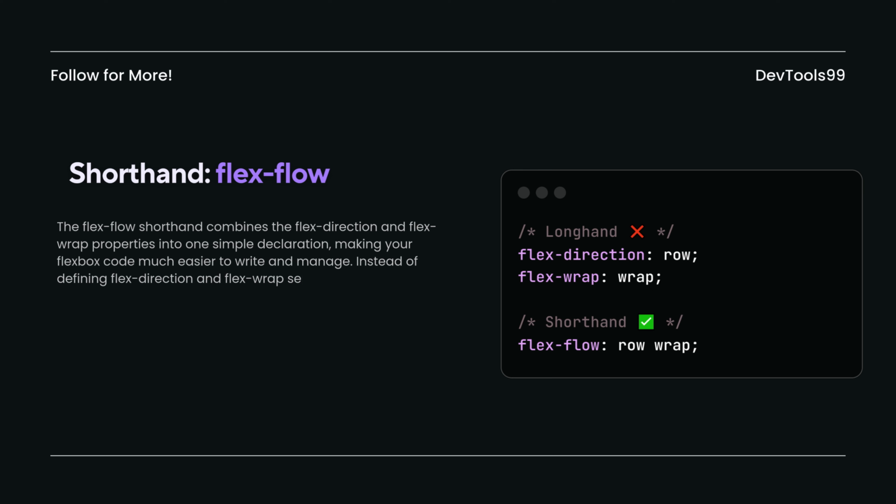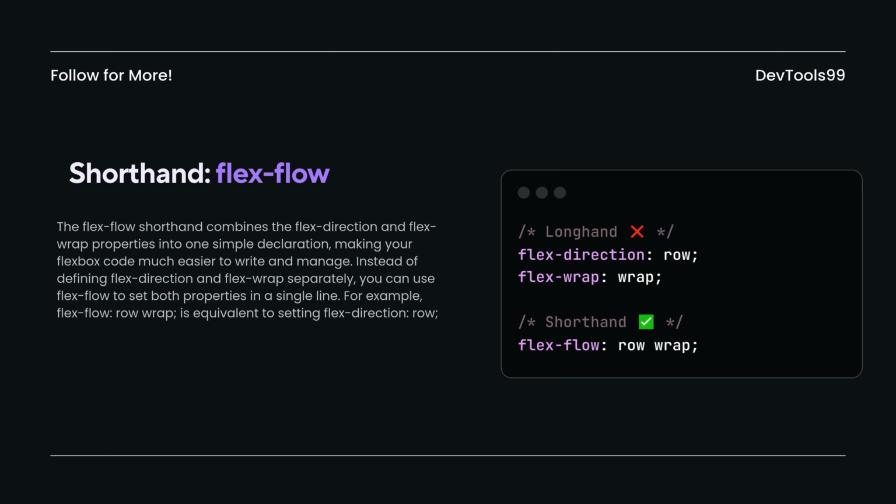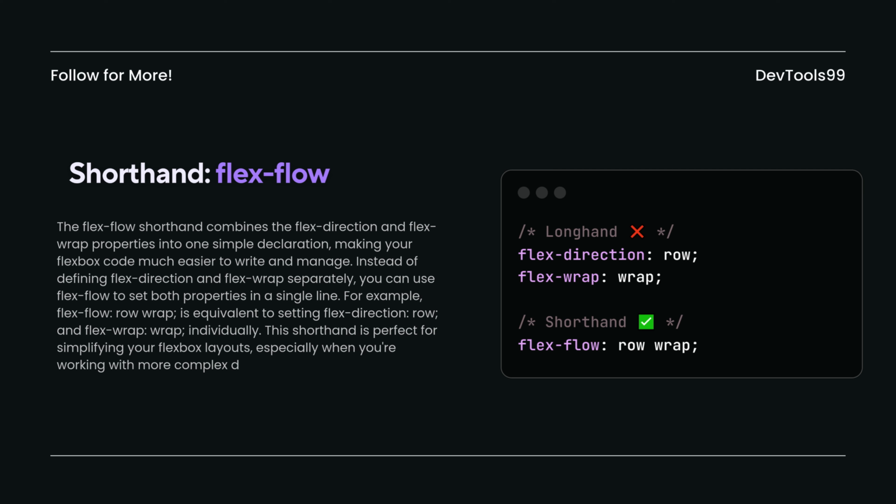Instead of defining flex-direction and flex-wrap separately, you can use flex-flow to set both properties in a single line. For example, flex-flow: row wrap is equivalent to setting flex-direction: row and flex-wrap: wrap individually. This shorthand is perfect for simplifying your flexbox layouts, especially when you're working with more complex designs. It saves space and keeps your code neat and concise.